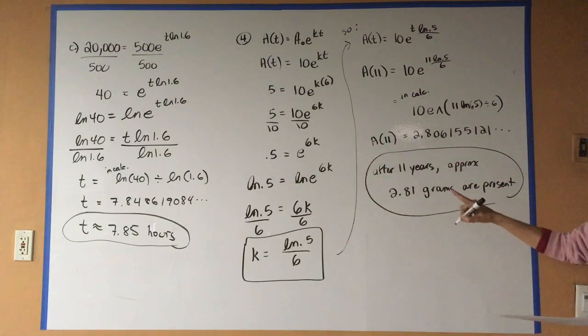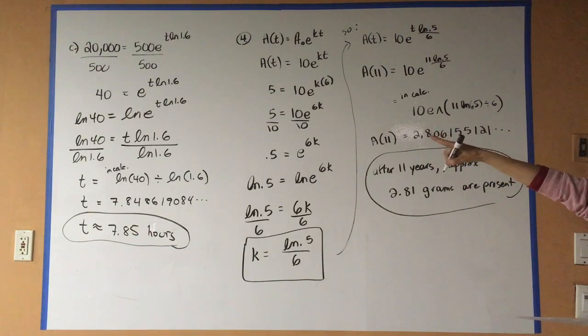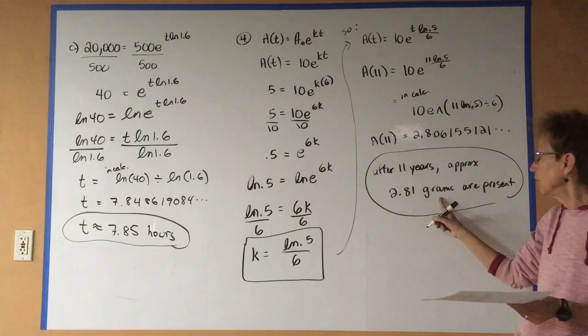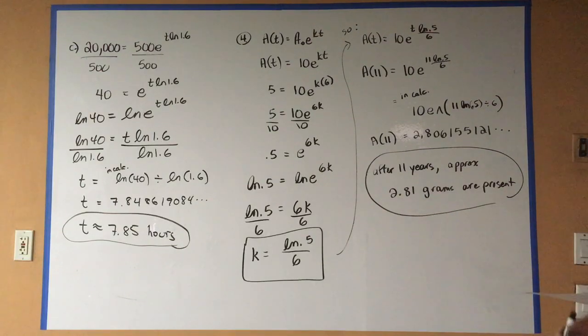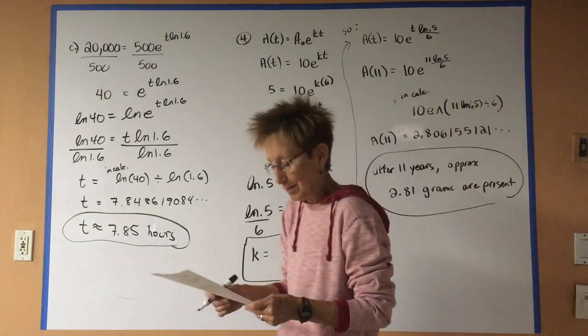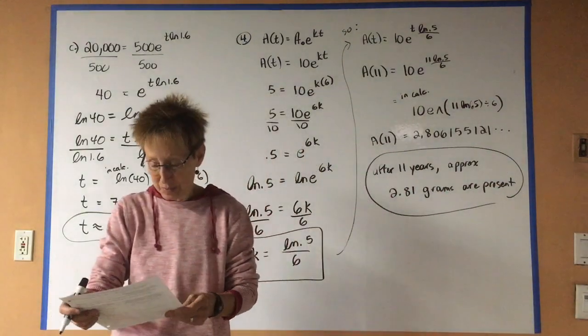So that's good. We said 5 would be present after 6 years. After 11 years, almost twice as much has decayed, and 2.81 grams are present. So this one is decaying nicely, which is good. Some radioactive substances don't decay quite so nicely.